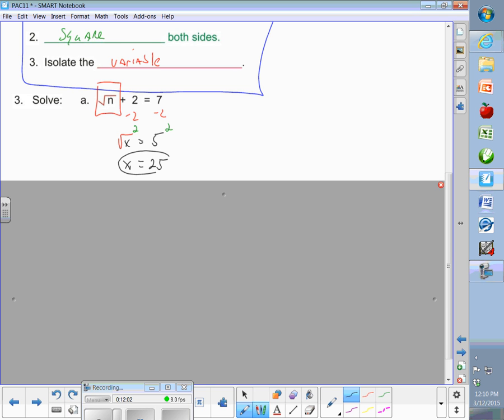You can go back, check your answer. Put a 25 back in for n. What's the square root of 25? 5. What's 5 plus 2? 7 equals 7. Got that one right. By the way, when you're taking a quiz and a test, should you be doing that right after you do the problem?